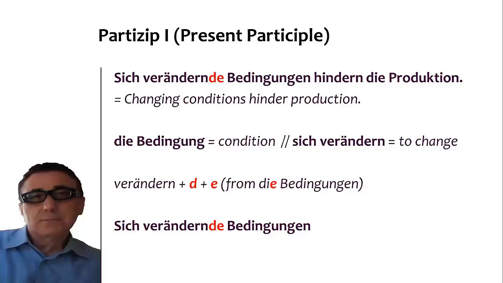In order to make Partizip I from the verb sich verändern, we take the infinitive form, verändern, add a letter D and an extra letter E, which comes from the article of the word Bedingung. And then finally we have sich verändernde Bedingungen.